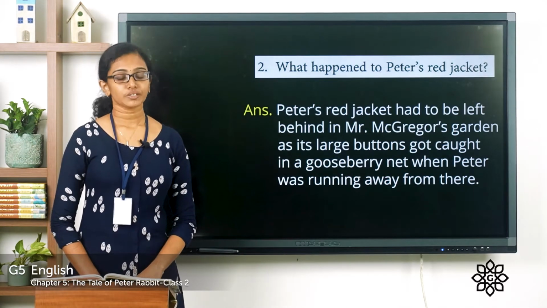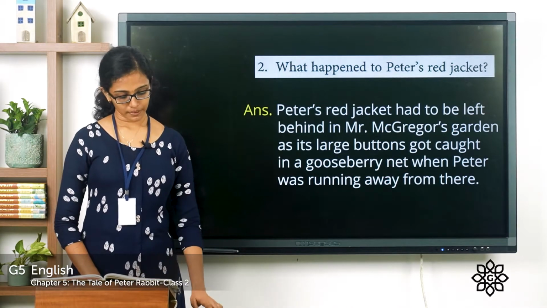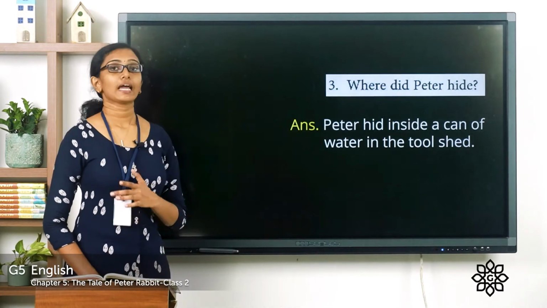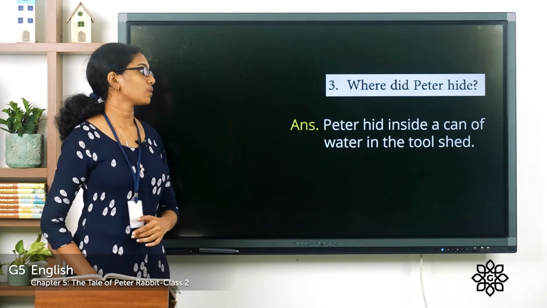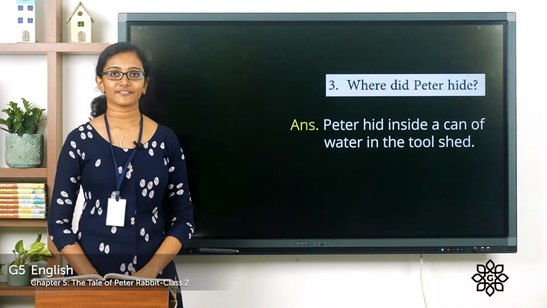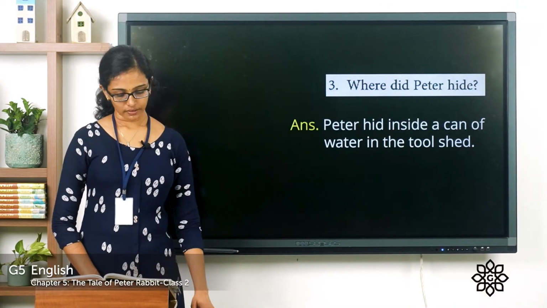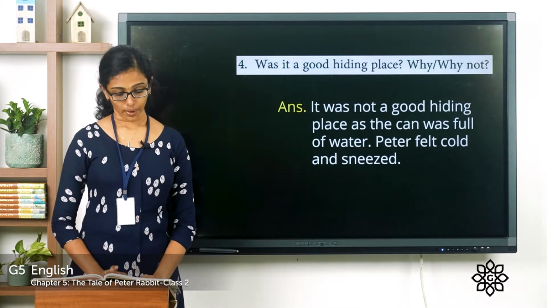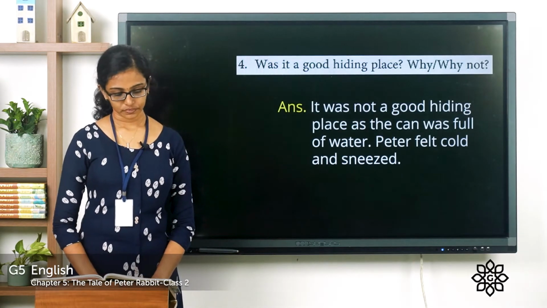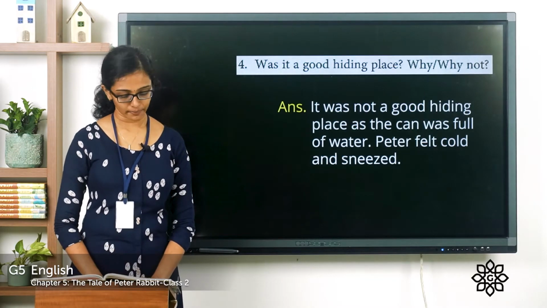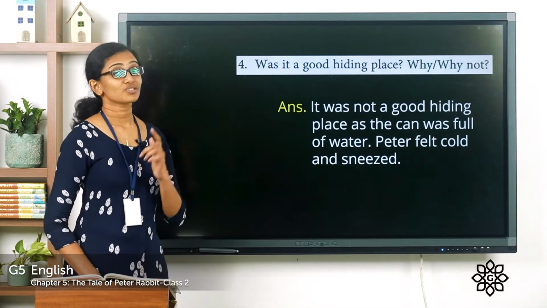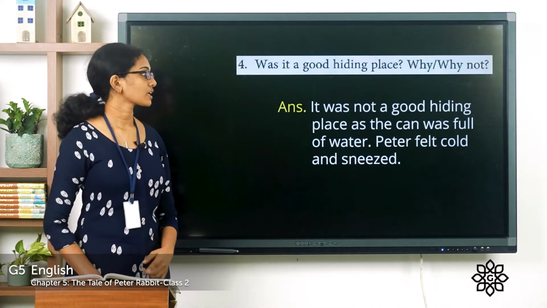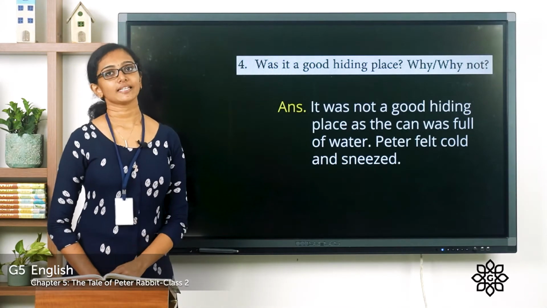Now, question number 3. Where did Peter hide? Peter hid inside a can of water in the tool shed. Now, question 4. Was it a good hiding place? Why or why not? You think it was a good hiding place? It was not a good hiding place as the can was full of water. Peter felt cold and sneezed.